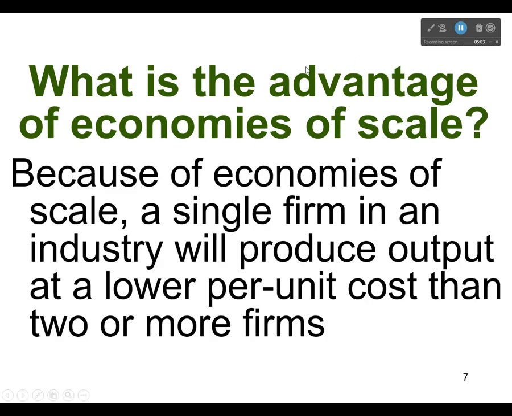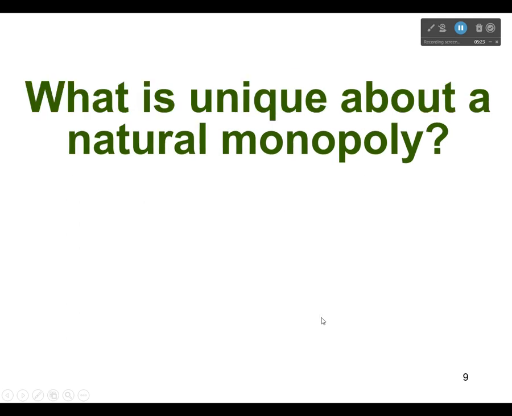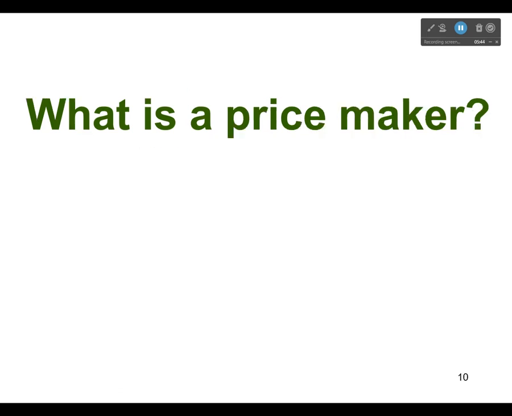So here's advantages of economies of scale. Because of economies of scale, a single firm in an industry will produce output at a lower per unit cost than two or more firms. Okay. And this led to natural monopoly theory. This is an industry in which the long-run average cost of production declines throughout the entire market. So one firm will produce output at a lower per unit cost than two or more firms in the industry. This has been used as justification for things like electric power monopolies, as we said before, phone monopolies, gas, water, etc., fire protection.